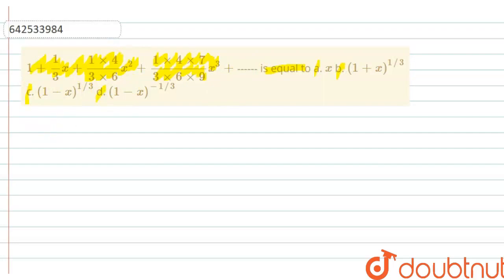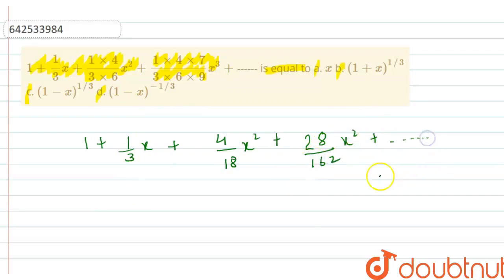So I'm writing down the series. So it is 1 plus 1 upon 3x plus 4 into 1s are 4 and 6 3s are 18. So 4 upon 18x square plus 1 into 4 into 7 corresponds to 28 upon 6 3s are 18 and 18 9s are 162 x cube, and this is extending like this.